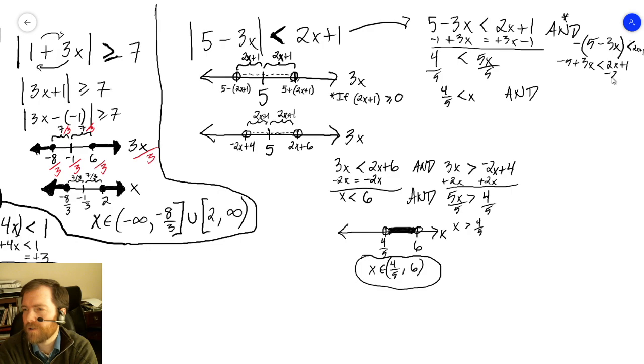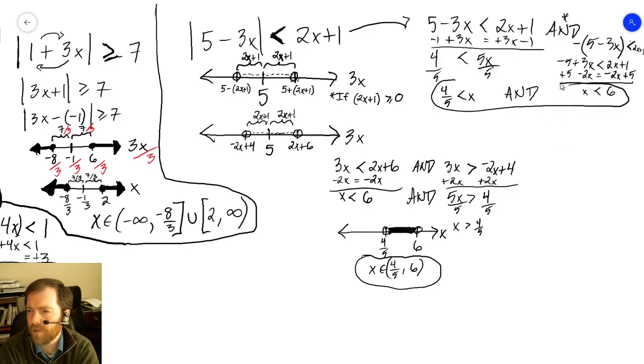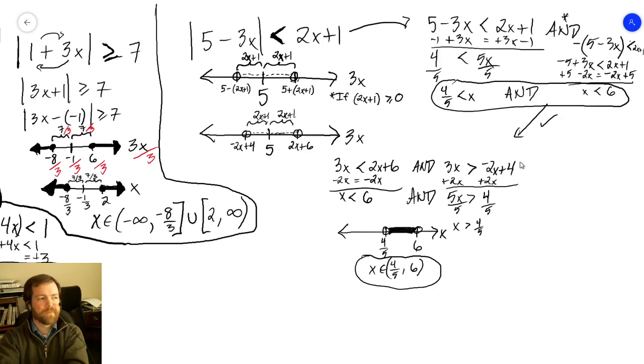We can subtract the 2x from here and add the 5 from here. So subtract 2x, add 5. This is going to be 1x less than 6. So yeah, we ended up getting the same things on both of those.